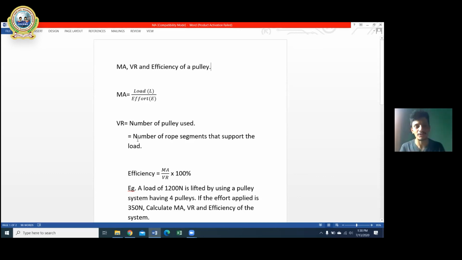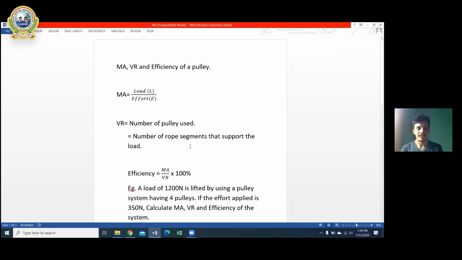Now, if you see the figure, you can also count how many rope segments there are. If there are 4 rope segments, then its VR is 4. If there are 5 rope segments, then its VR is 5. If there are 6 rope segments, then its VR is 6. That means VR equals the number of pulleys used or the number of rope segments that support the load.